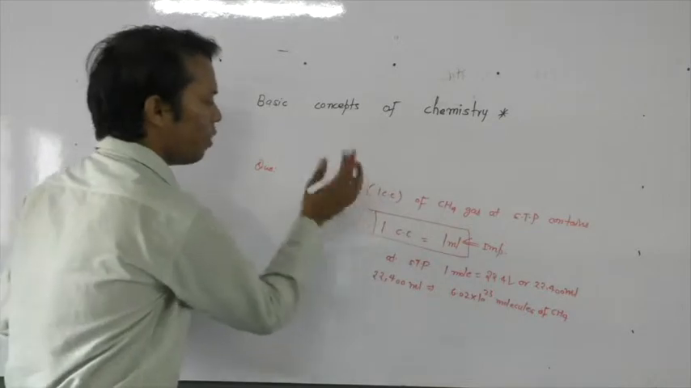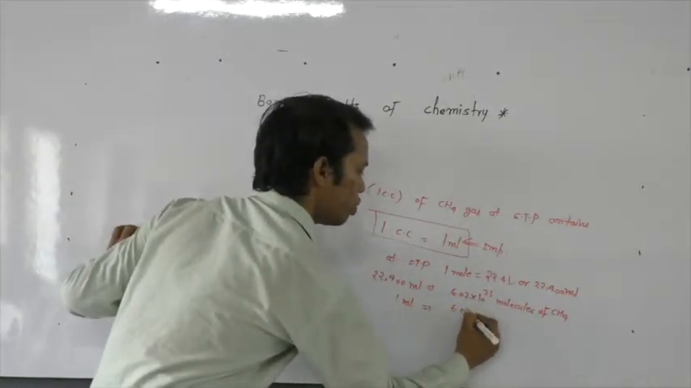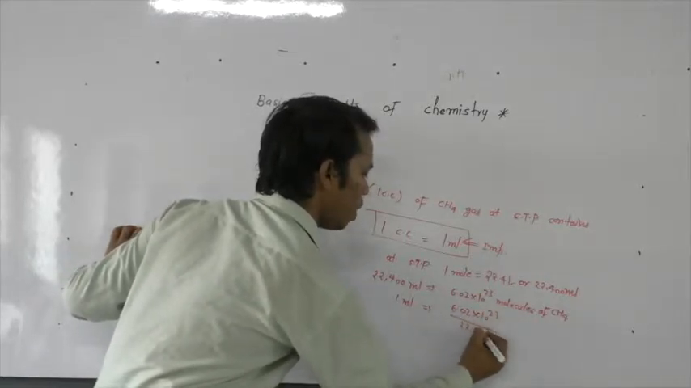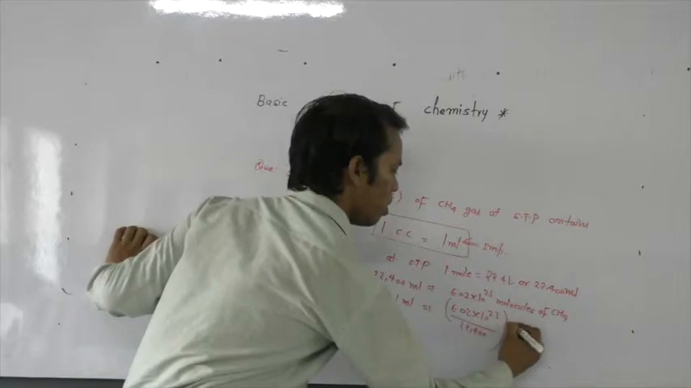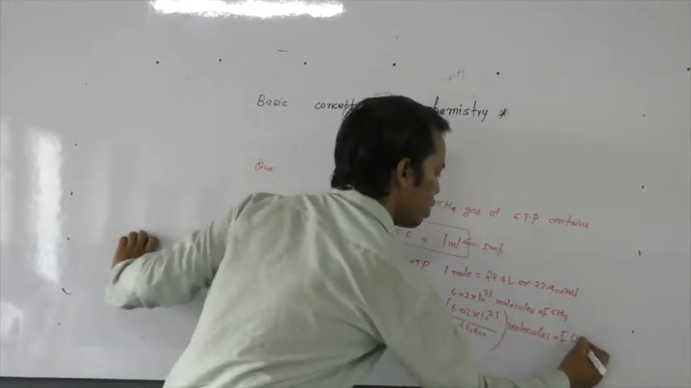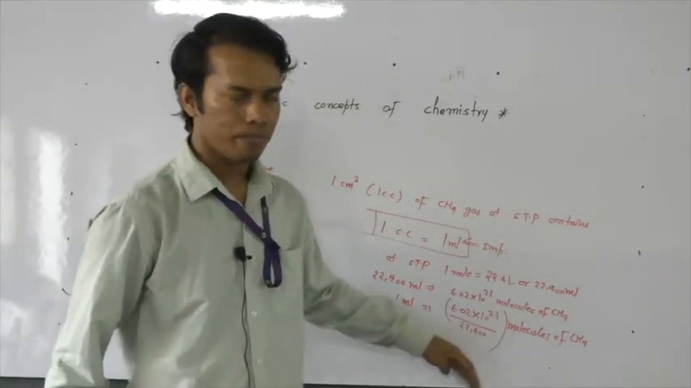Now this is in 22,400 ml. What I am asking is in 1 ml, so it will be what? 6.02 into 10 power 23 divided by 22,400 molecules of CH4. So this is the answer, correct? This will be your final answer.